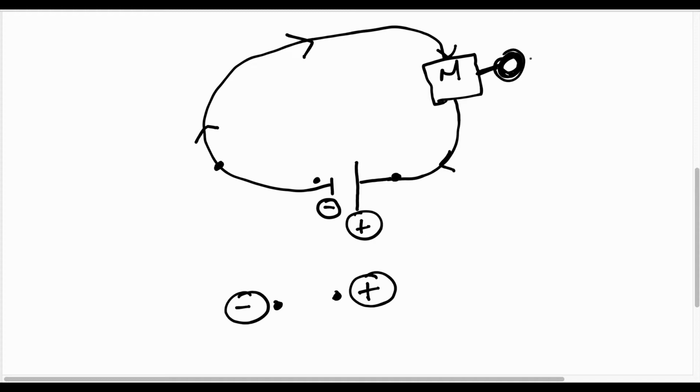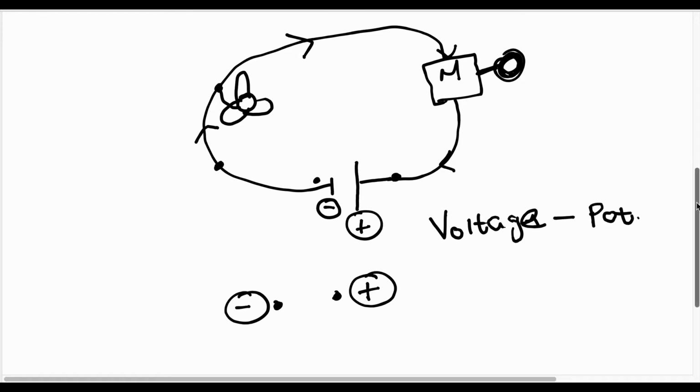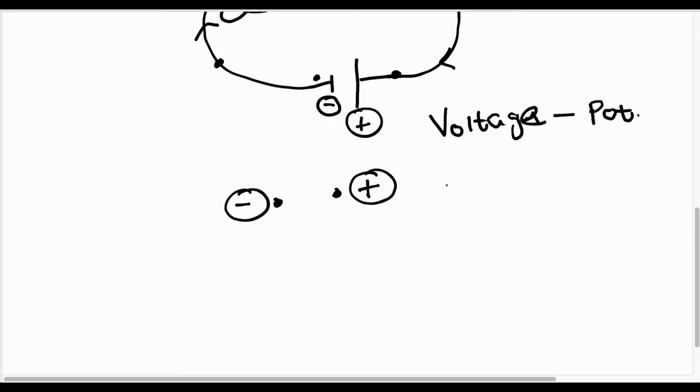And work is like maybe moving this motor, maybe there's a fan here connected to this part of the circuit. A fan, that's a fan. And work is done when the fan moves. So voltage is potential to do work. And for this reason, we call it electric potential. That's another name for voltage.